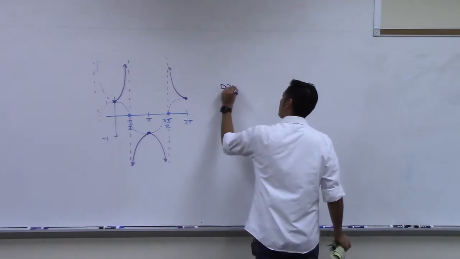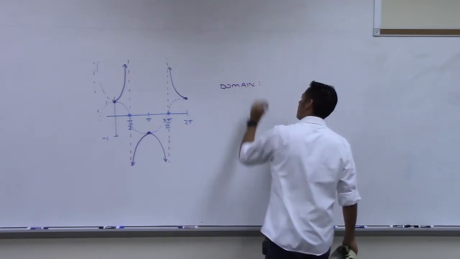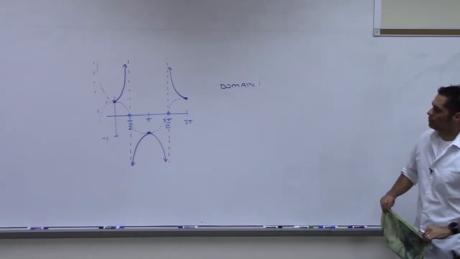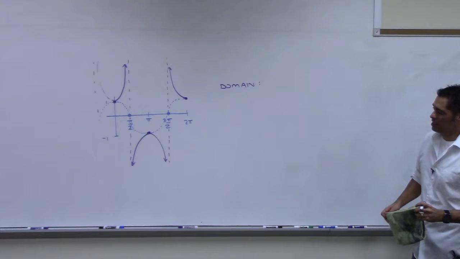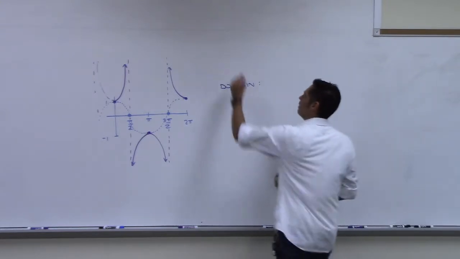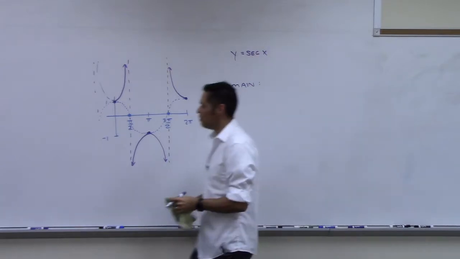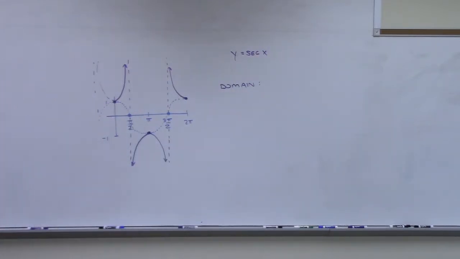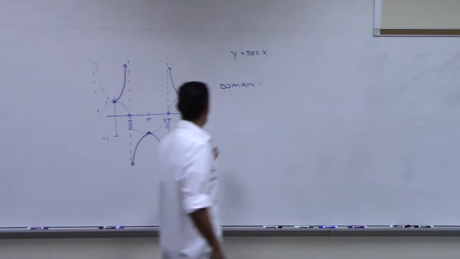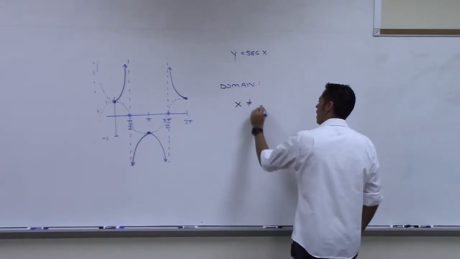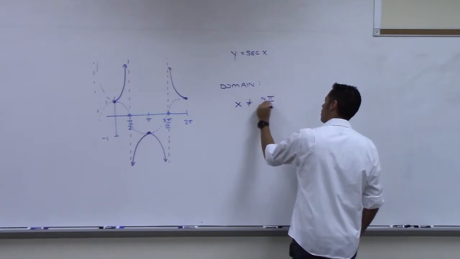What's the domain of the standard secant function? This one's tricky. I like this one. What's the domain? X can't be what? N pi over 2. X cannot be n pi over 2.